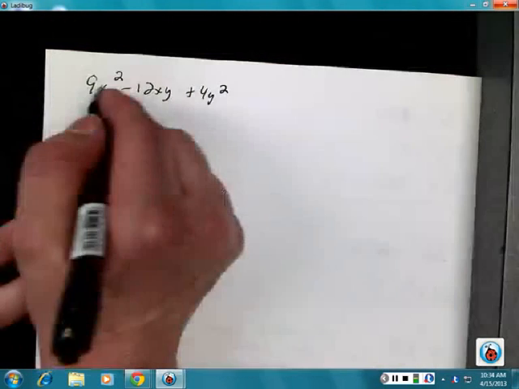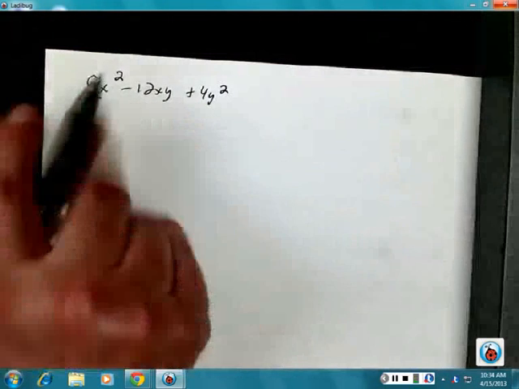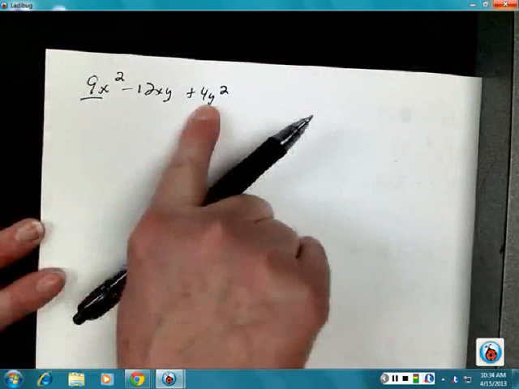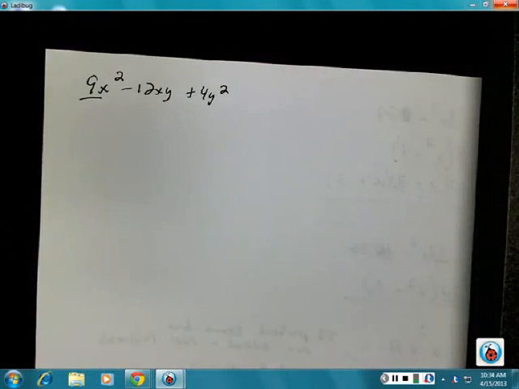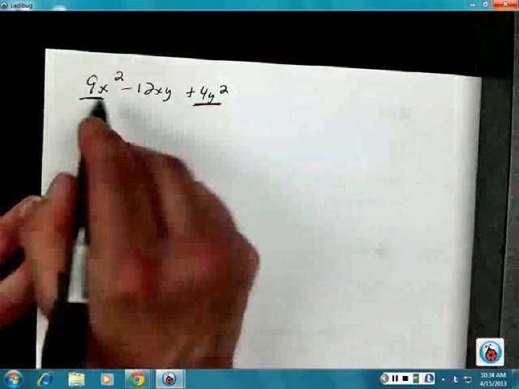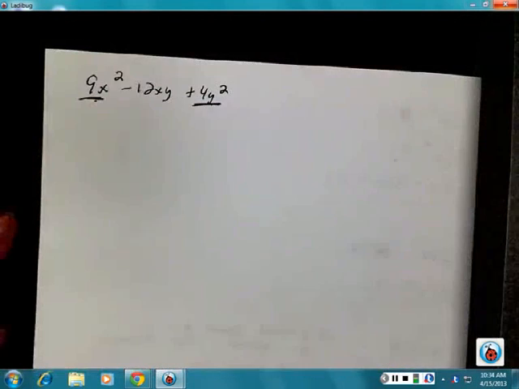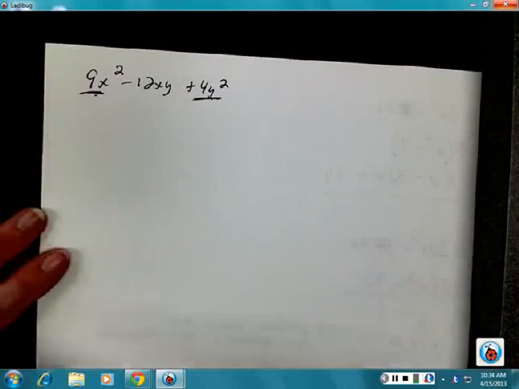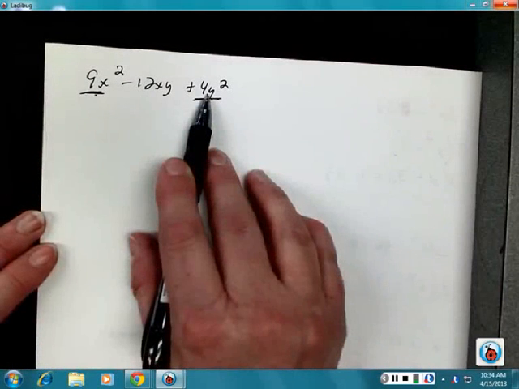Because if we take a look at this one, 9x squared minus 12xy plus 4y squared, can I take anything out of there? No, I can't factor anything out. So it looks like one of those big long ones that we've had before, which we could do that way. But the unique thing about this one is that both the beginning and the end are perfect squares. Do you notice that? 9 is a perfect square and 4 is a perfect square.